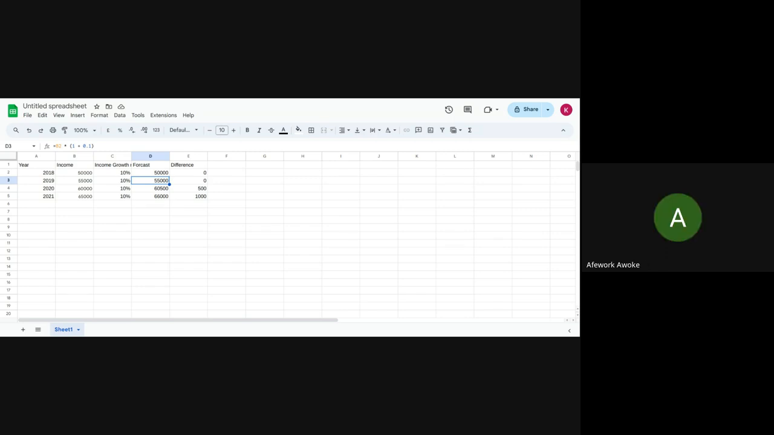On the formula, we first open the bracket and add the equal sign and what you want in the sheet, B3 or B2. And the next one is 1 plus the percentage. Where does the number one come from? Oh, okay. So number one is because it's an increase, right? It's an income growth rate, so it's an increase. So it's more than 100%.